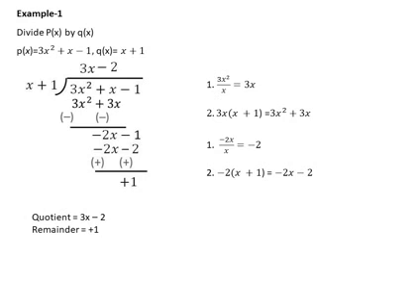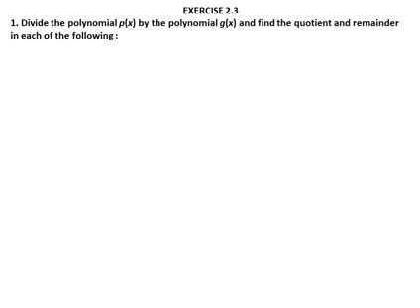Next we will see the exercise sums, exercise 2.3. First sum: divide the polynomial p of x by the polynomial g of x and find the quotient and remainder in each of the following. First sum, p of x is equal to x cube minus 3x square plus 5x minus 3, and g of x is equal to x square minus 2.